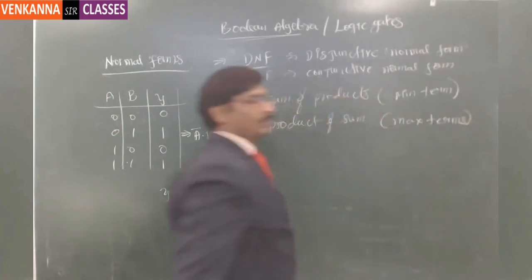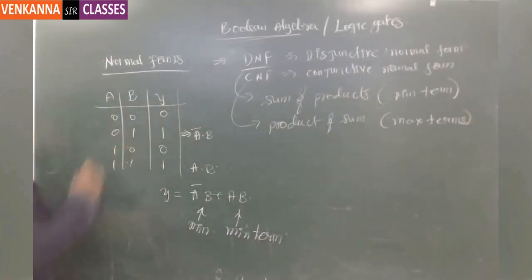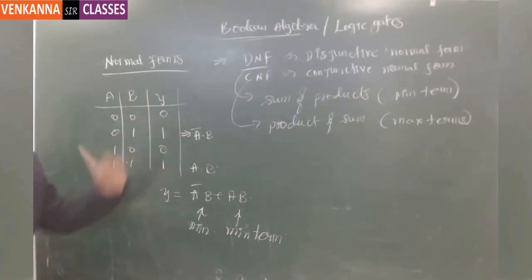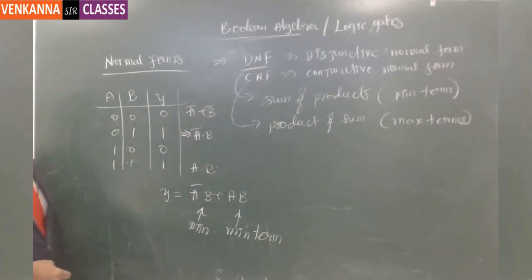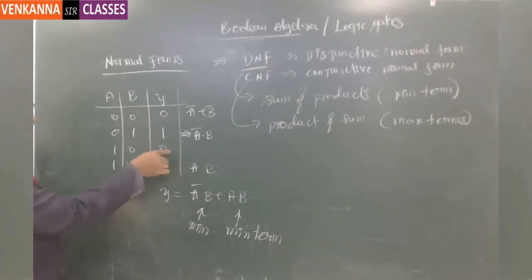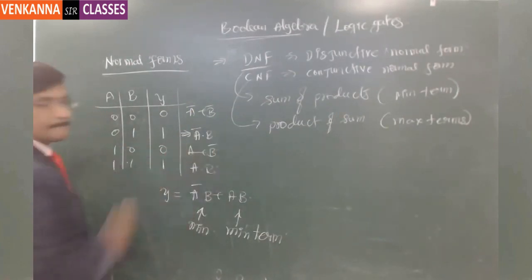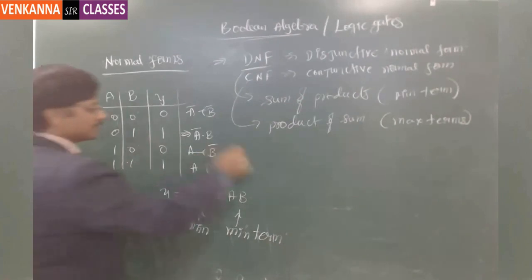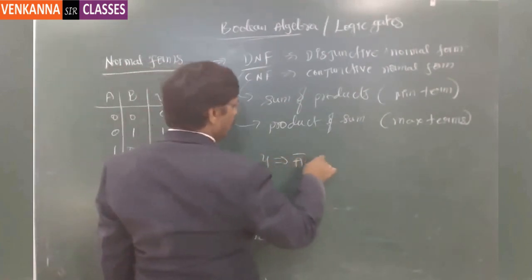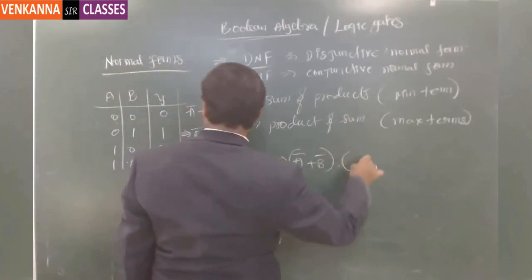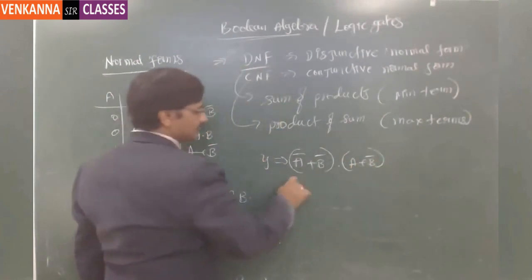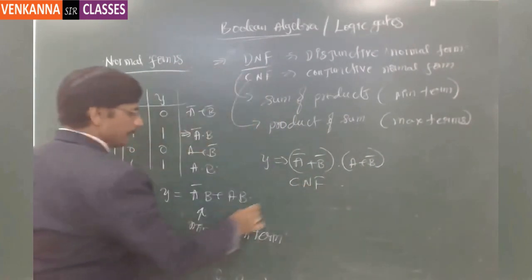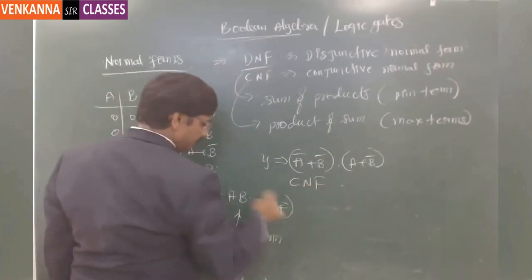Now to construct the same thing, see this, wherever 0 is there, you work with the 0. Now this can be written as A bar plus B bar, and where you are getting 0, this is A plus B bar. Now this can be written as Y is equal to (A bar plus B bar) dot (A plus B bar). And this is called the CNF and this is called the DNF. That is the difference.